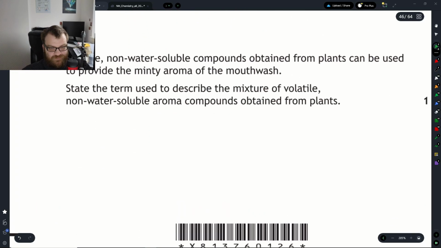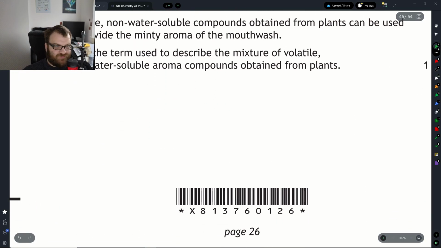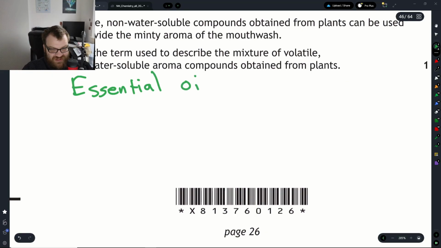Next one, we're asked about the volatile non-water soluble compounds obtained from plants. These are your essential oils. But you could be asked to give the description of them or parts of the description. This one, which you need to recognise, is talking about essential oils.